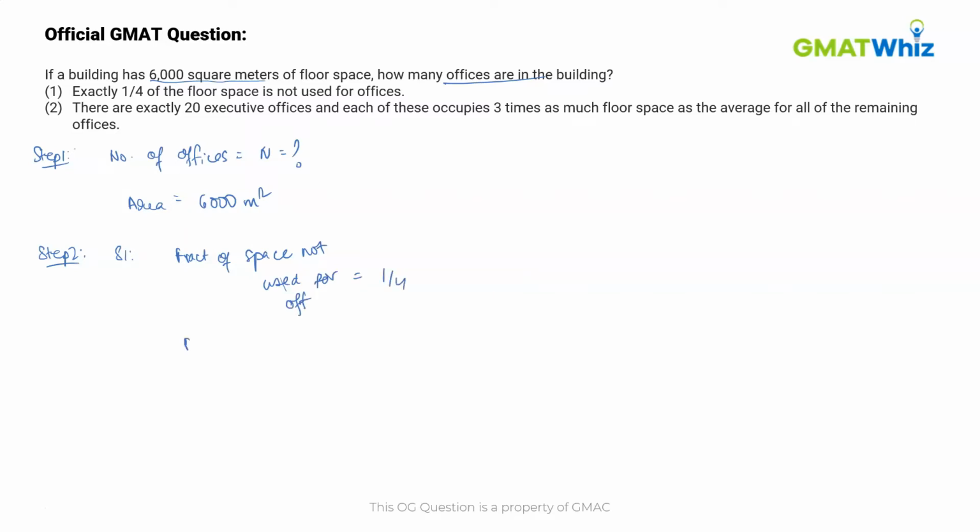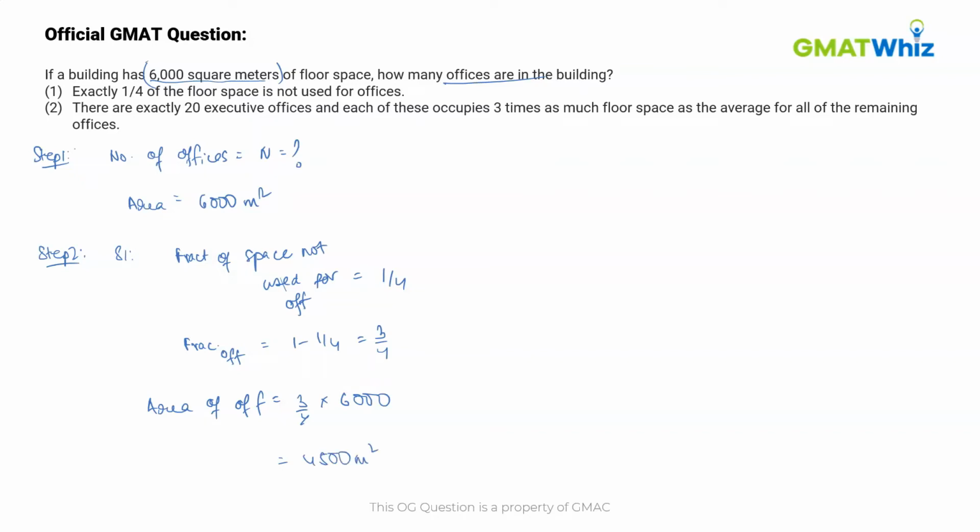So the fraction of space used for office purpose will be equal to 1 minus 1 by 4, which is 3 by 4. Then since we have the area of the building, we can find the area of office, which is equal to 3 by 4 multiplied by 6,000. This gives us the value 4,500.